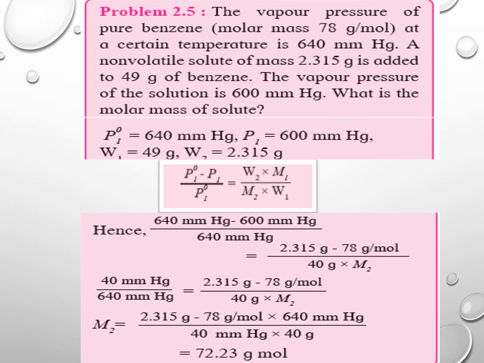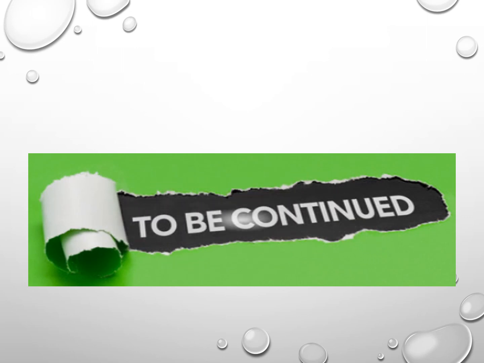Both these numericals are solved numericals in your textbook, but still I would suggest that you please practice them. So with this we come towards almost the end of lowering of vapor pressure and how to calculate molar mass using the formula for vapor pressure. We will be continuing our session further with the remaining 3 colligative properties in the next session.